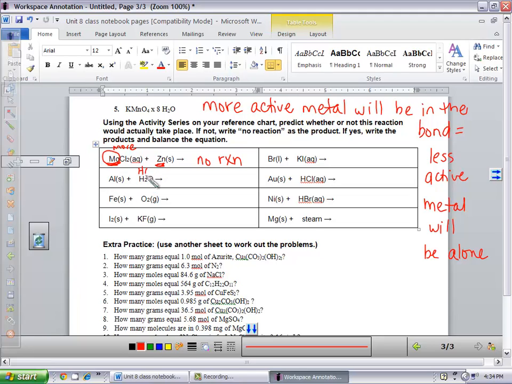All right, let's look at the next one, aluminum and water. You could rewrite water as H with OH, and what that means is that you have a hydrogen ion and a hydroxide ion. This is an acid, this is a base.